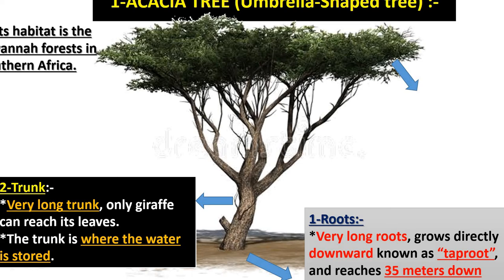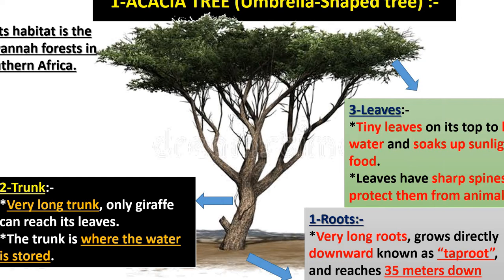This is a very long trunk. Only the giraffe can get it, where on the trunk the water is stored. And then we have the leaves. These are very tiny leaves on the top that take all the sunlight and make the food. And the leaves also have sharp spines to protect them from the animals.